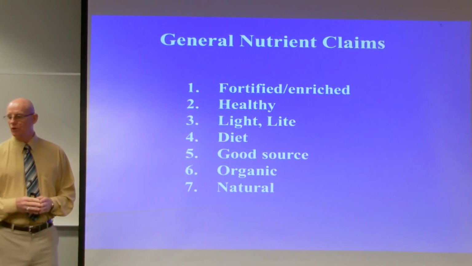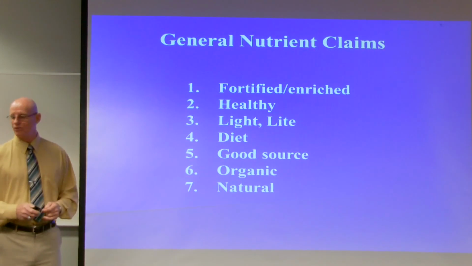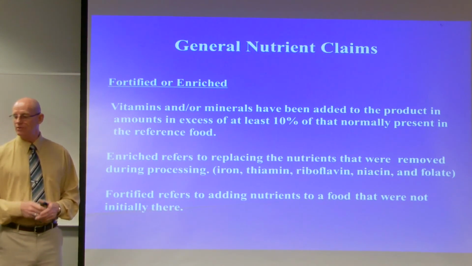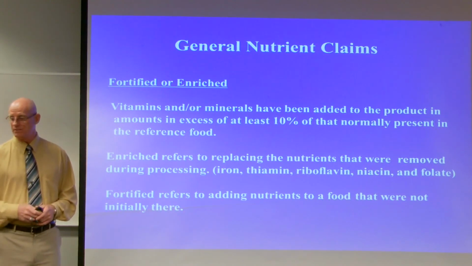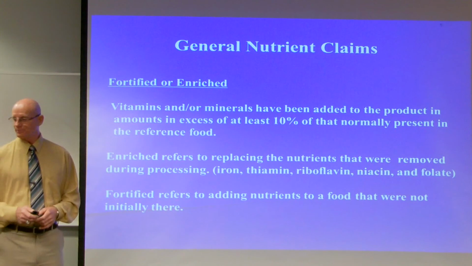Okay, general nutrient claims. These are the generalities: fortified, enriched, healthy, light, diet, good source, organic, or natural. We'll go over these. Fortified or enriched: vitamins and or minerals have been added to the product in amounts in excess of at least 10% of that normally present in the reference food. As far as enriched goes, it refers to replacing the nutrients that were removed during the processing, such as iron, thiamine, riboflavin, niacin, and folate. Fortified refers to adding nutrients to the food that were not initially there.